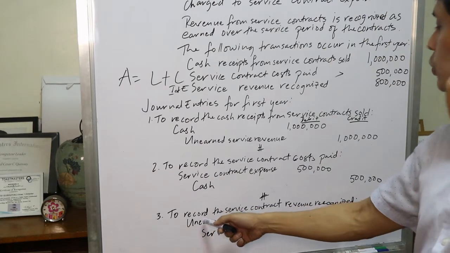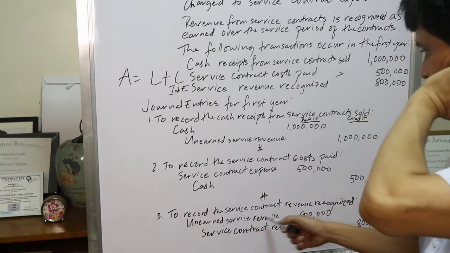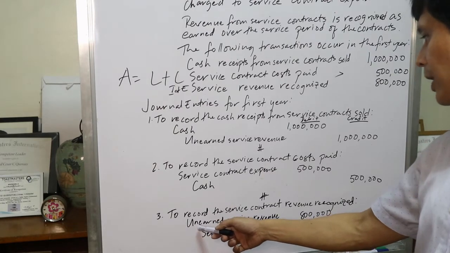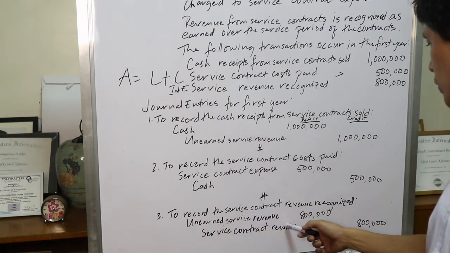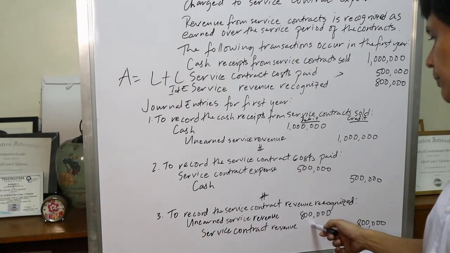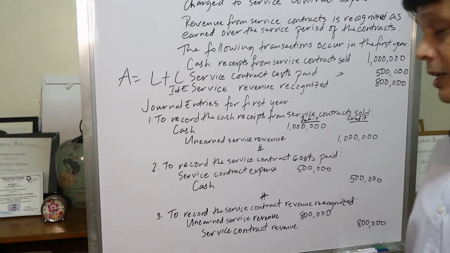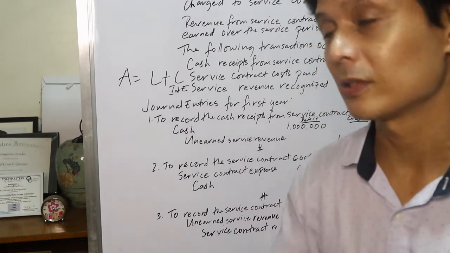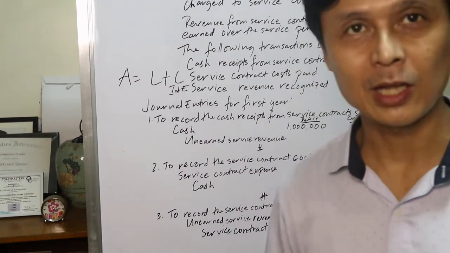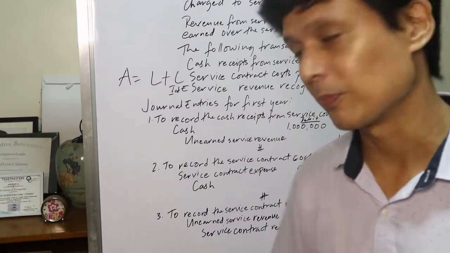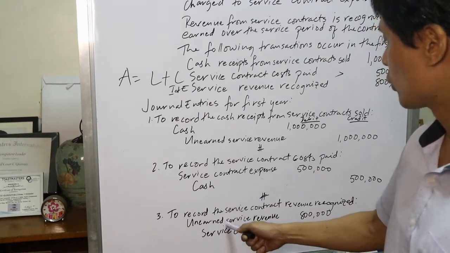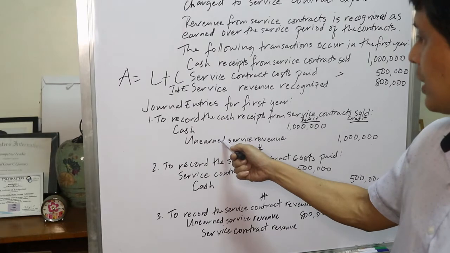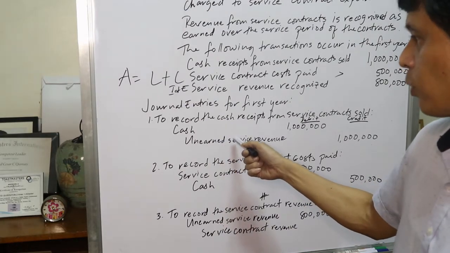Number 3 is to record the service contract revenue recognized. So that's unearned service revenue 800,000, kasi na-recognize. Once we have recognized already the revenue, it means na-earn natin yun. Karapat-dapat na natin tawaging income natin yun. So itong unearned service revenue, kung papansin nyo dito dun sa number 1, naka-credit siya kasi utang pa siya.